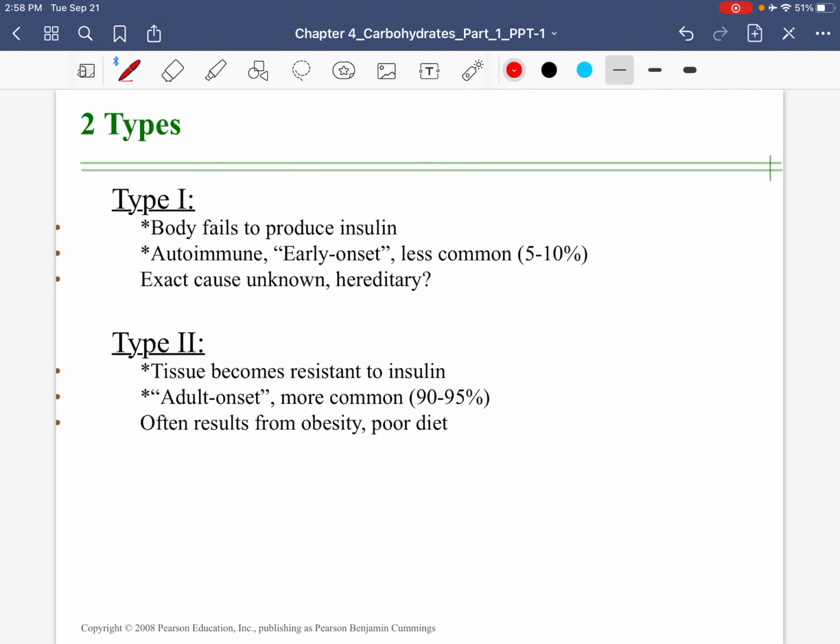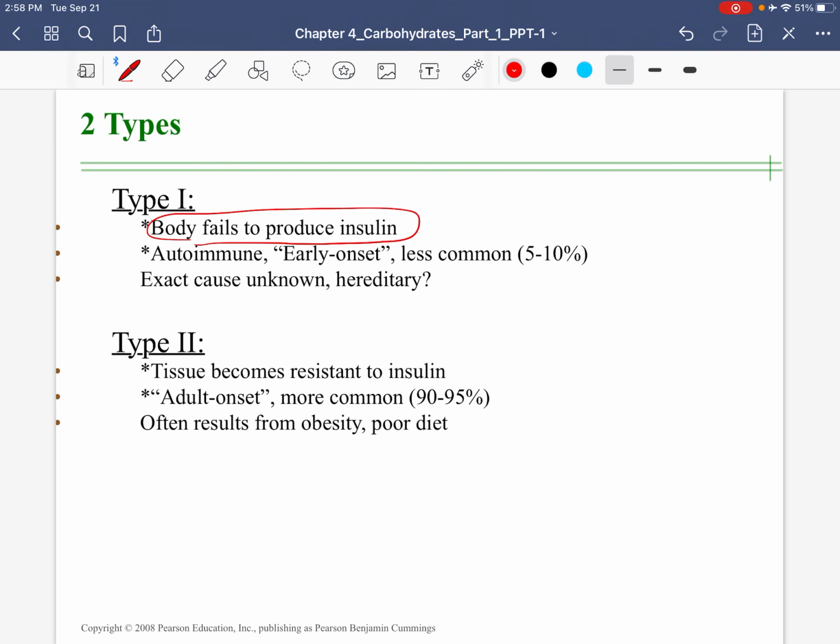Type 1 diabetes is sometimes called early onset, less common. This is when the body fails to produce insulin. If you cannot produce insulin, remember, insulin is released when blood sugar is high. If you cannot release insulin, blood sugar is going to stay high. And that's why we come up with all those secondary problems. It damages the blood vessel wall.